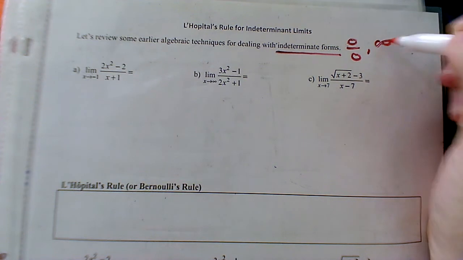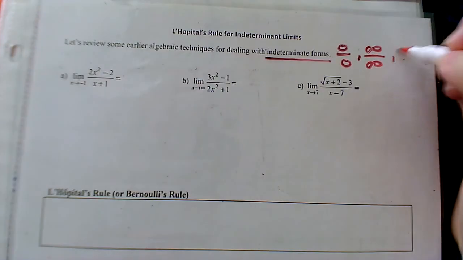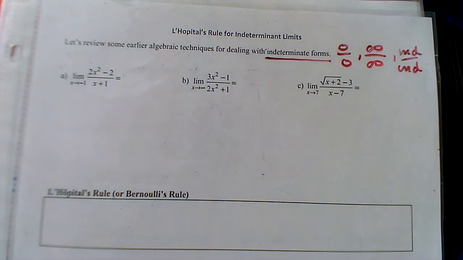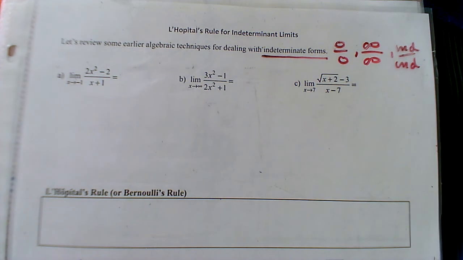Some other indeterminate forms are infinity over infinity, and perhaps we get an undefined value over another undefined value. So those are kind of our key ones to look for. If we do direct substitution forever and always, we'll try that first. If we get a number, that's awesome because that's the value of our limit. But if we don't get a number, it's most likely one of these indeterminate forms. How can we figure out the limit value if that was the case?